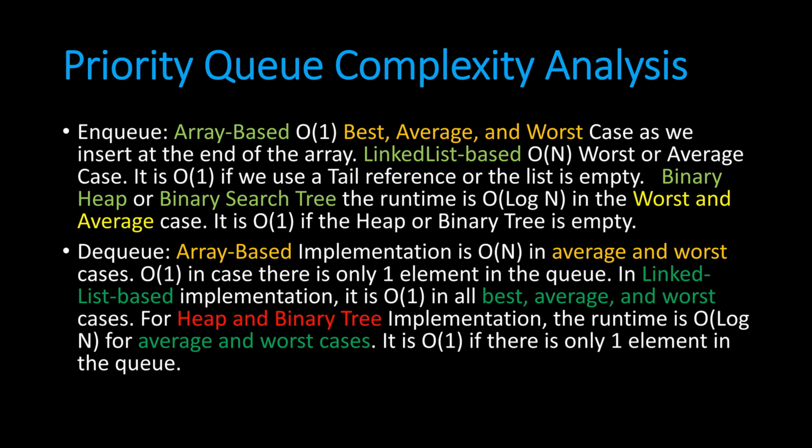In case of a linked list implementation, it is O(1) in all cases, best, average and worst cases. It does not matter how many elements are in the linked list. So the runtime of the dequeue will be O(1).